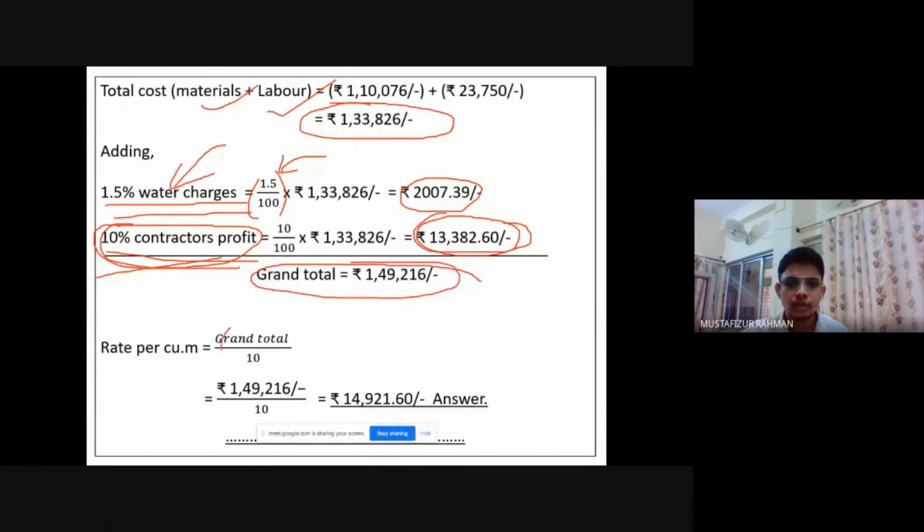This grand total was done for 10 cubic meters. So divided by 10 is this value. This is for per cubic meter of work. Okay.